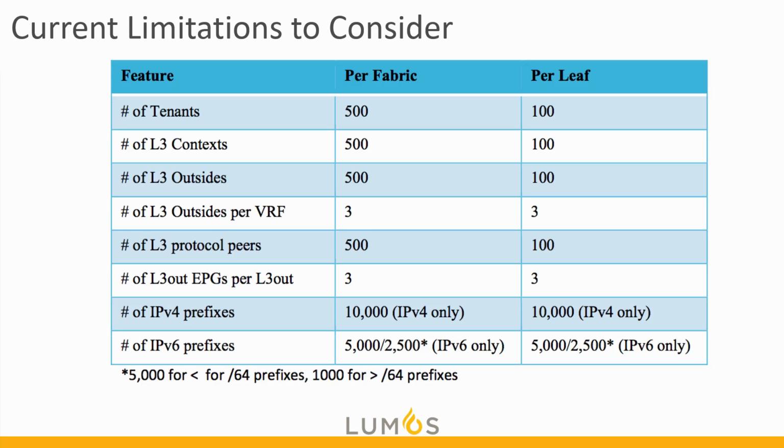Now, number of protocol peers. If I form neighbor adjacencies with OSPF or BGP neighbors, I have 100 neighbors that I can have per leaf, or again, 500 per fabric. So you begin to see a pattern here.